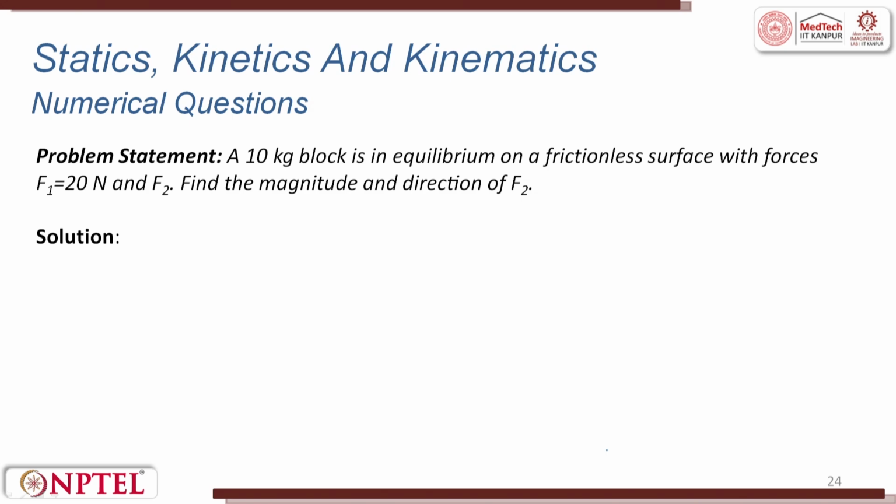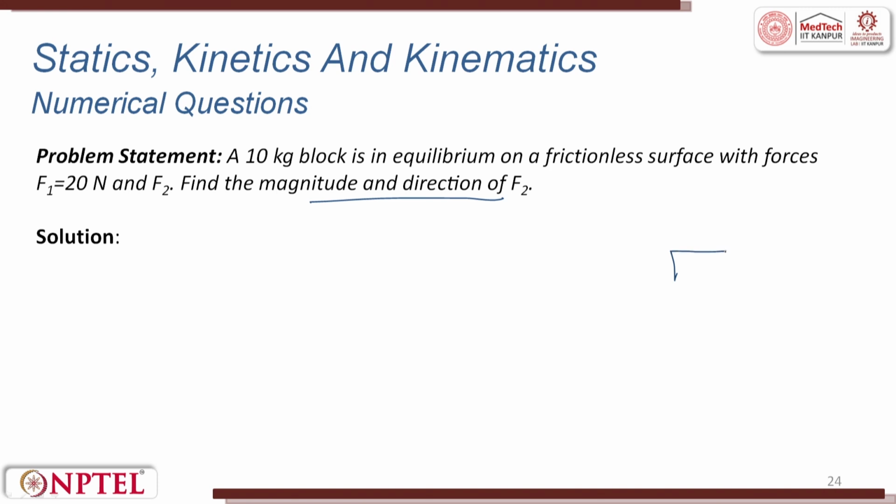A 10 kg block is in equilibrium on a frictionless surface with forces F1 equal to 20 Newton and F2. Find the magnitude and direction of F2. The body stays in equilibrium, that is the first principle of equilibrium that we saw. Suppose this is a body on a frictionless surface, a 10 kg block. The F1 force is 20 Newton, which will try to push it in this direction. To keep it in equilibrium, we have to find what will be the value of F2.